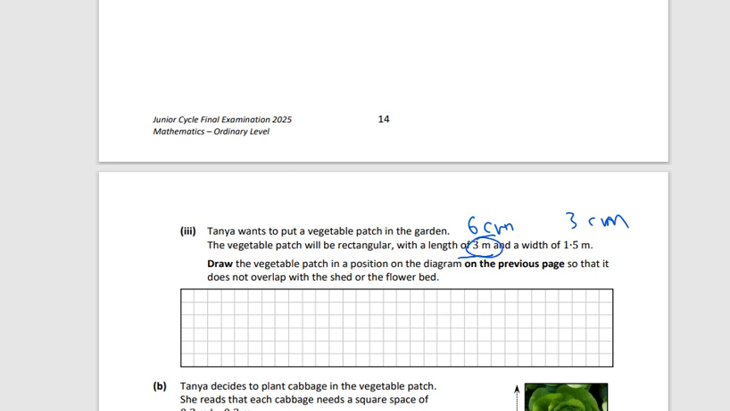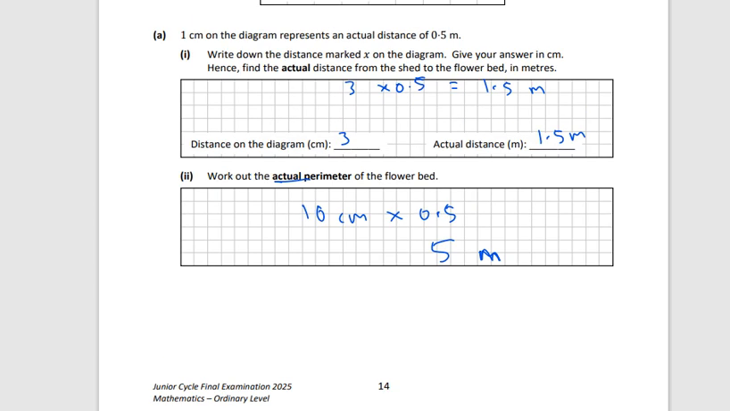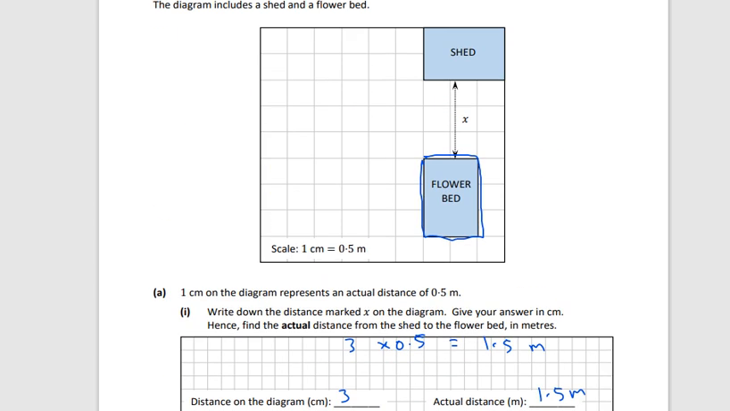So the 3 meters, that's the real distance. But if you multiply that by 2, that gives us what it would be on the map. And the same with the 1.5. So we just want 6 by 3. So 1, 2, 3, 4, 5, 6. 1, 2, 3. So that will do there.